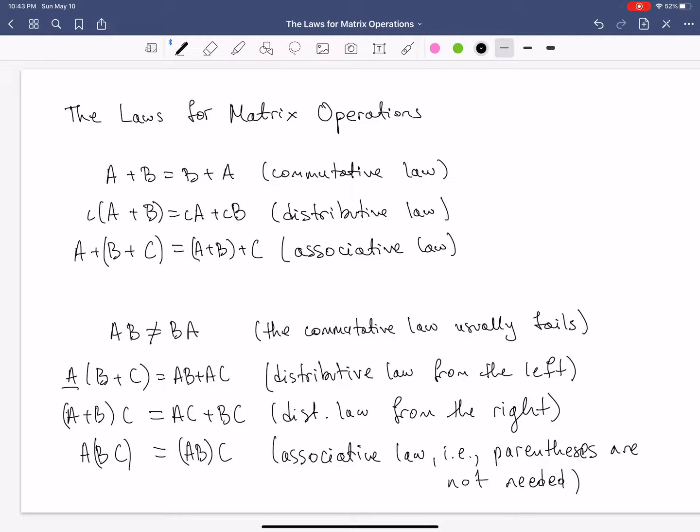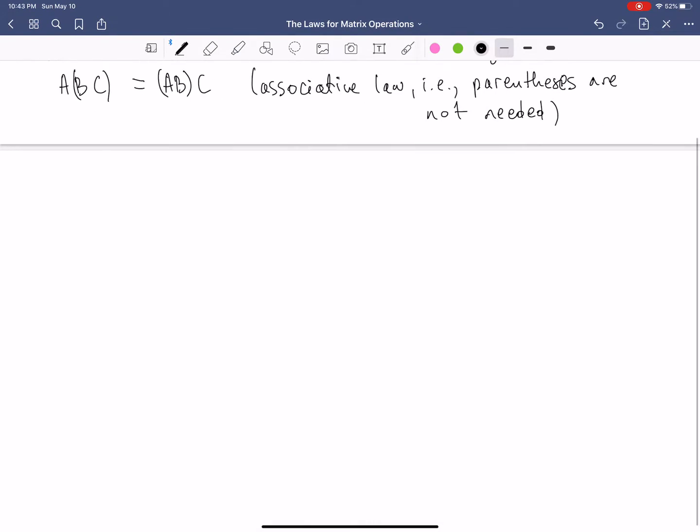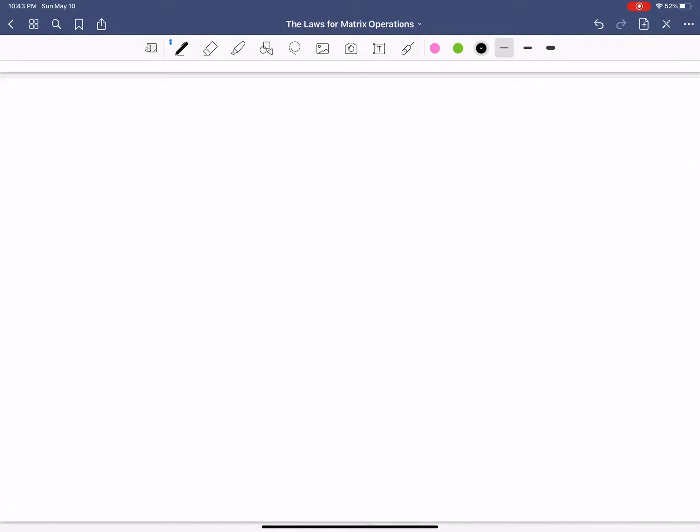Let's see an example of when the commutative law for multiplication fails. So here's a simple example. Let's say the matrix A is 0, 0, 1, 0, and the matrix B is 0, 1, 0, 0. Now, both of these matrices are 2 by 2. So it is possible to compute both A times B and B times A. The result in either case would be 2 by 2.